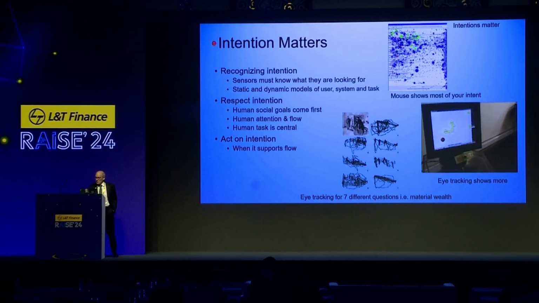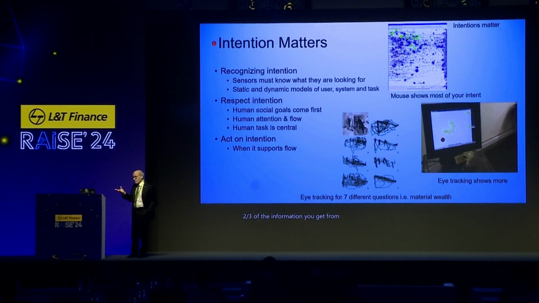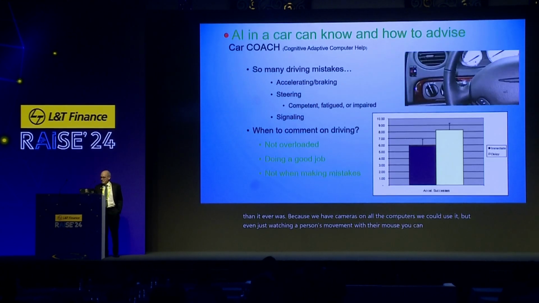And in fact, what's surprising is that this is the movements of a mouse. And we found out that by moving the mouse, you can get 2/3 of the information you can get from an eye tracker. So the eye tracker is much better now than it ever was because we have cameras on all our computers, we could use it. But even just watching a person's movement with their mouse, you can tell a lot about what they're thinking.